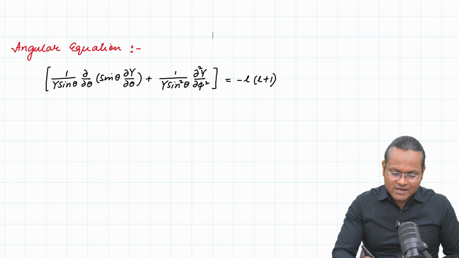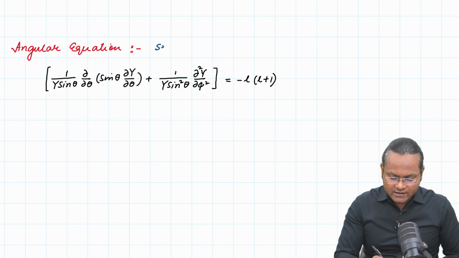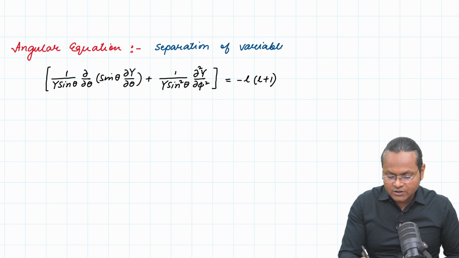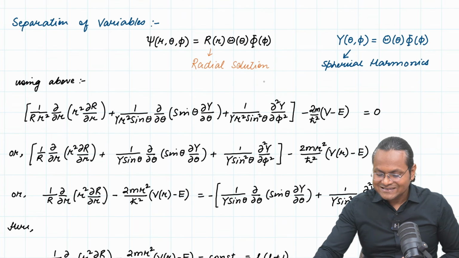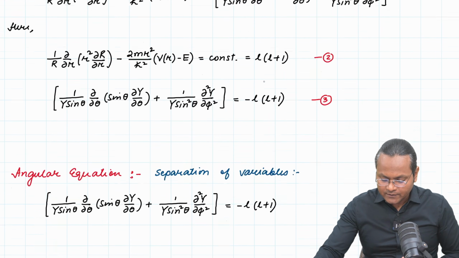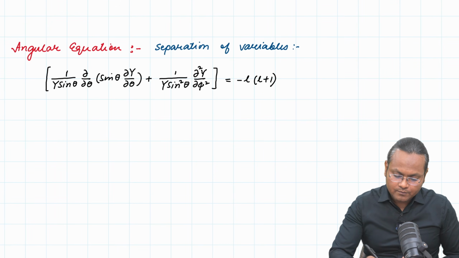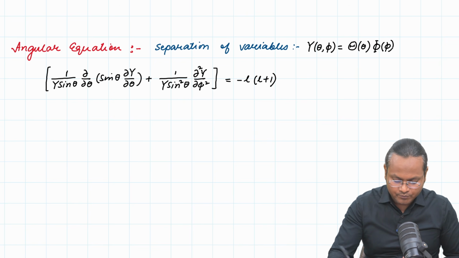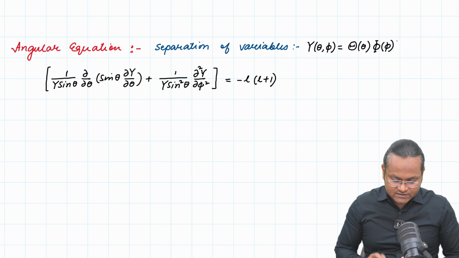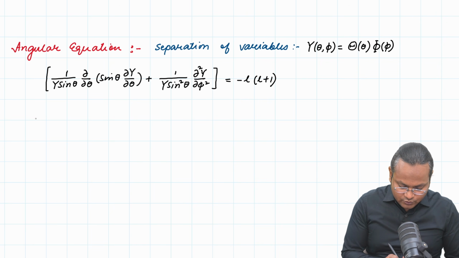So what we are going to do is, here we will again use the concept of separation of variables. As I mentioned earlier, the spherical harmonics are the functions of theta and phi together. So I can write y, the spherical harmonics, as the function theta of the variable theta and the function phi of the variable phi. If I do that, this can be further simplified. Okay, so let's try to do that.